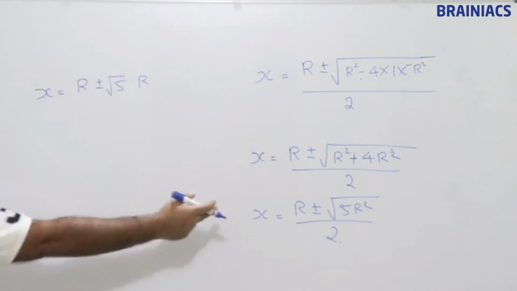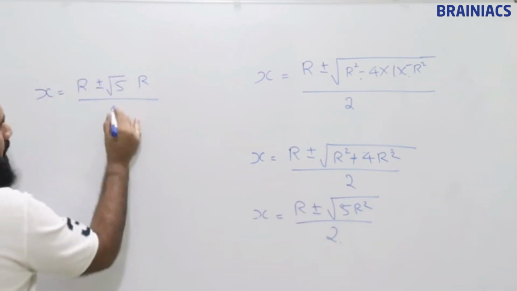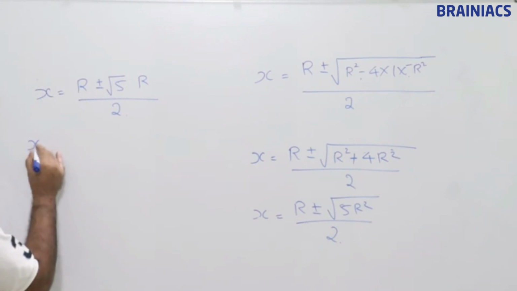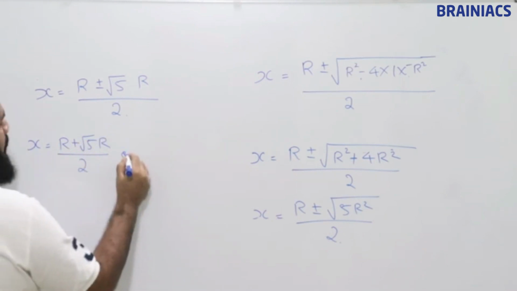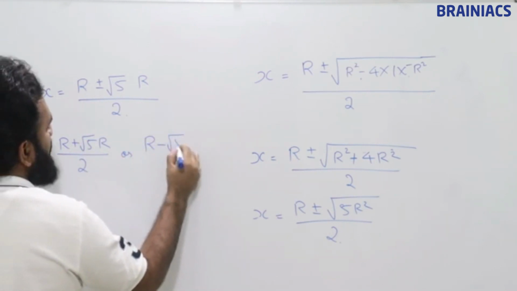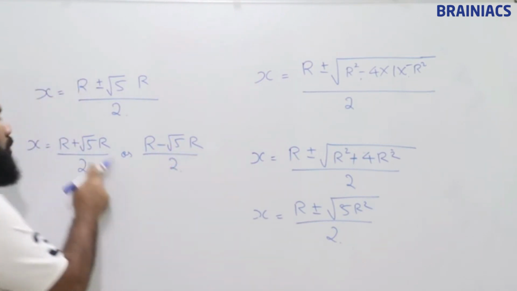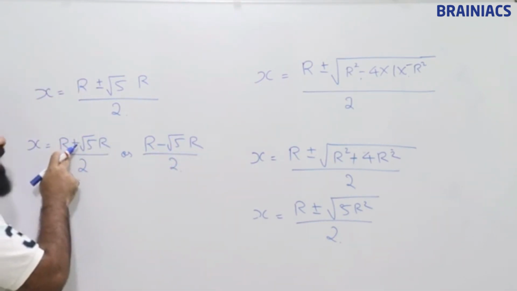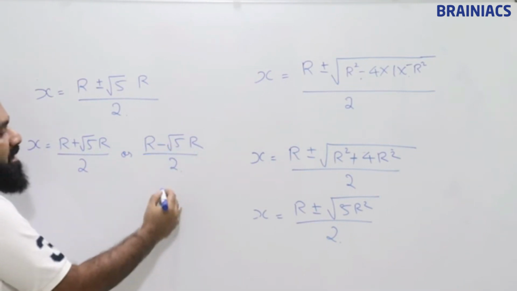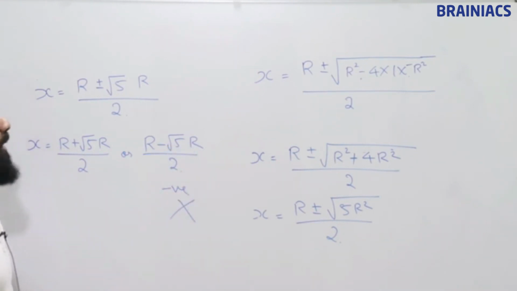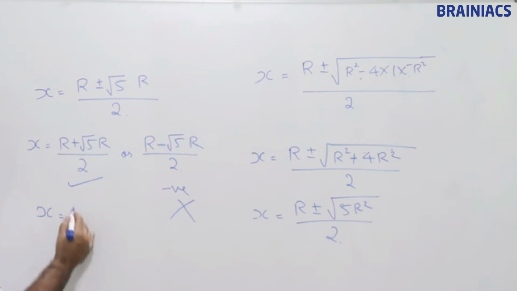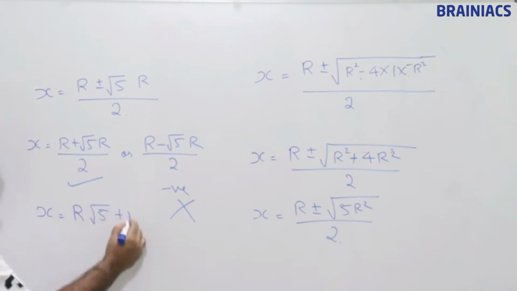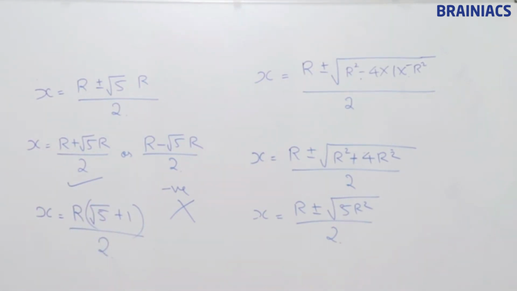If we take R square outside the root, this will become R. So X can be R plus root 5 R divided by 2, or X can be R minus root 5 R divided by 2. Root 5 R is greater than R, so if we take the second one, the resistance value will go negative. This cannot be possible. So this is the correct solution. If we take R outside, we get root 5 plus 1 divided by 2. So this is the value of the resistance of this infinite network.